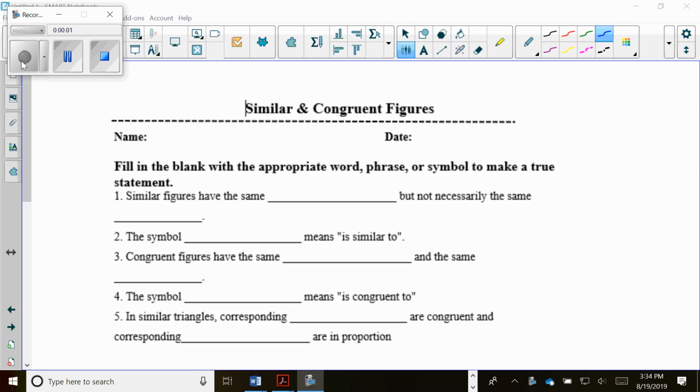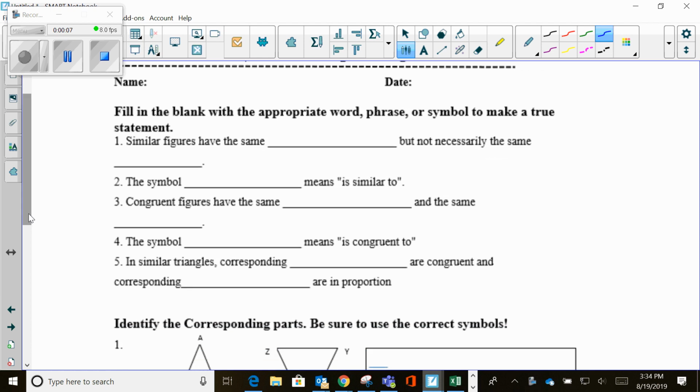Today we are talking about similarity and congruency. So we're talking about congruent figures. The first thing we need to look at is some definitions. Similar figures have the same shape, but not the same size.